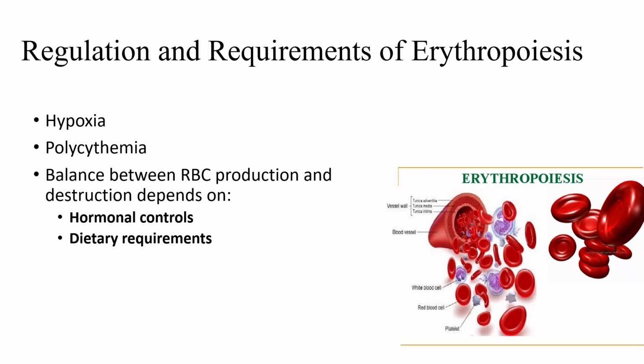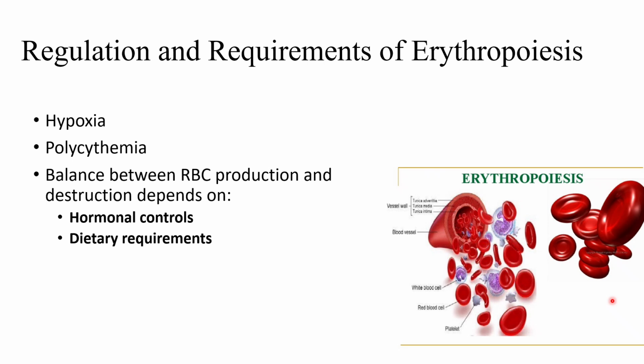So, hypoxia: too few red blood cells around to do the job would result in hypoxia. Too many red blood cells that would increase viscosity would lead to polycythemia. So there should be a balance between how much red blood cell we're going to have, and the balance is created by the production, how much is being produced daily, and then how much is lost or how much is actually destroyed.